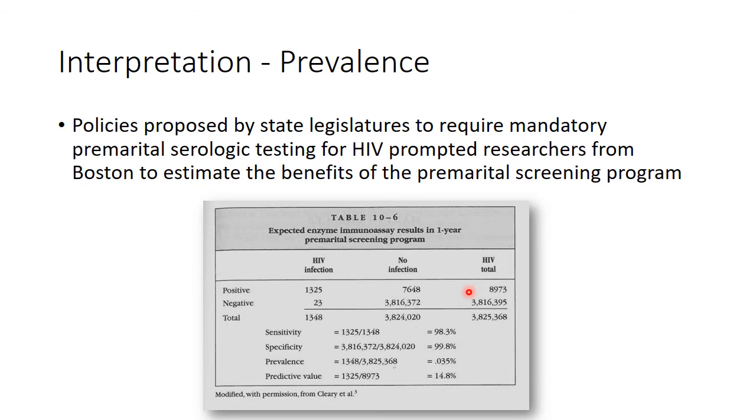It can lead to surely a lot of marital strife, I might imagine, premarital strife, I guess in this case, but also a lot of impact when you're testing a lot of people who don't have the disease to begin with.